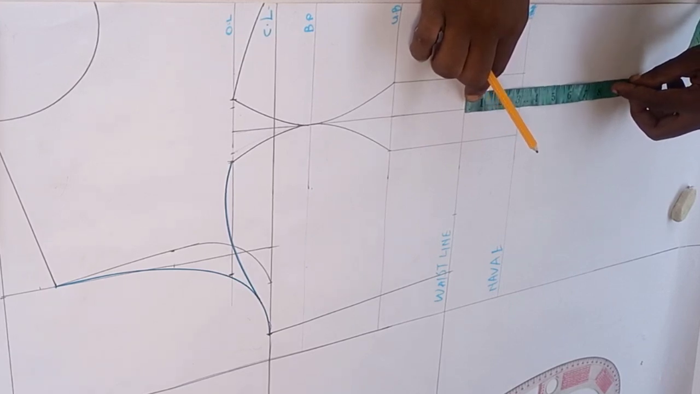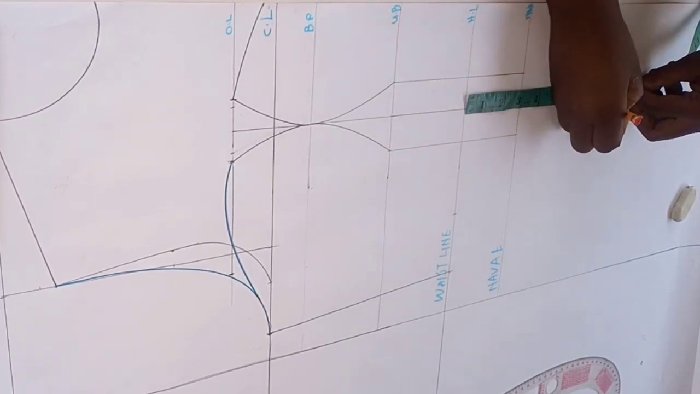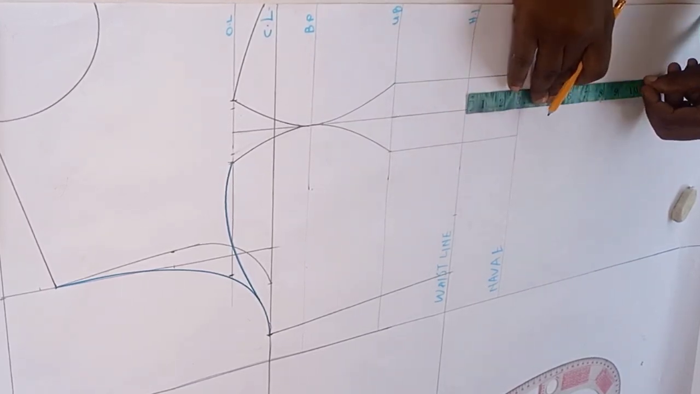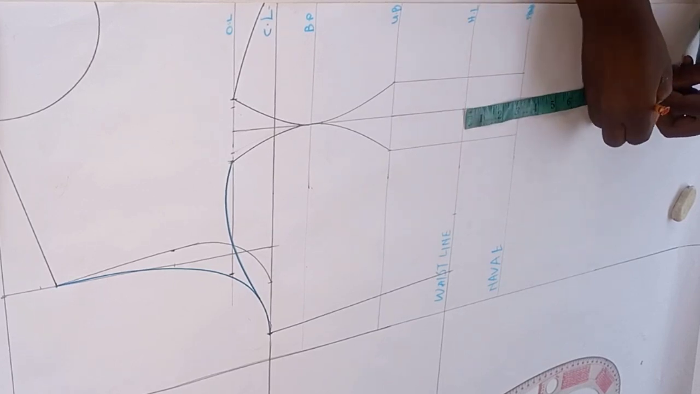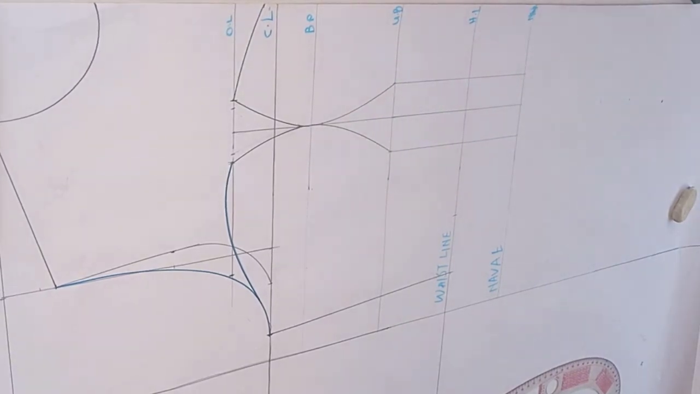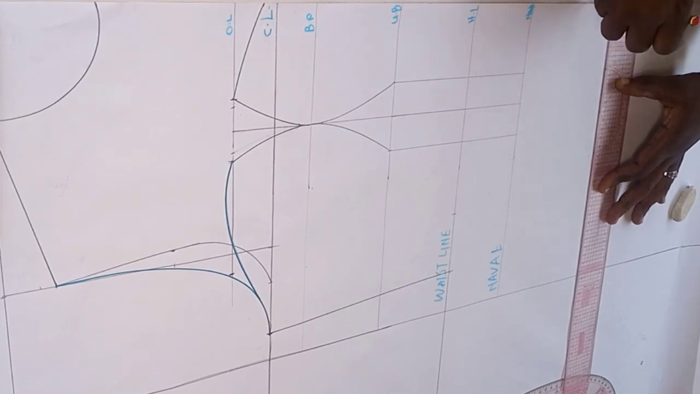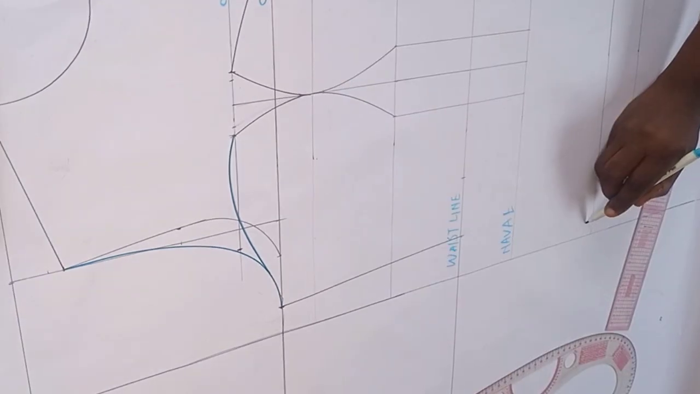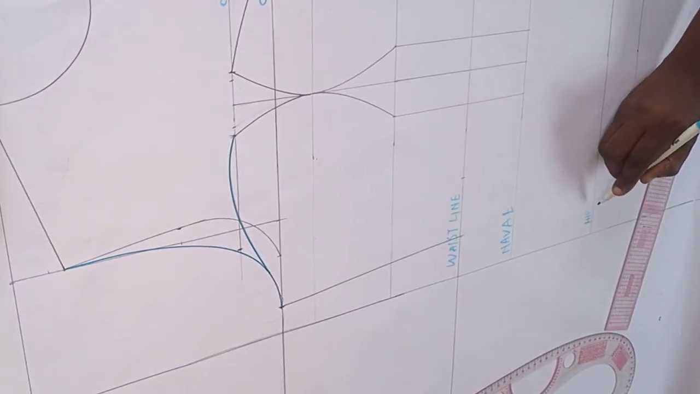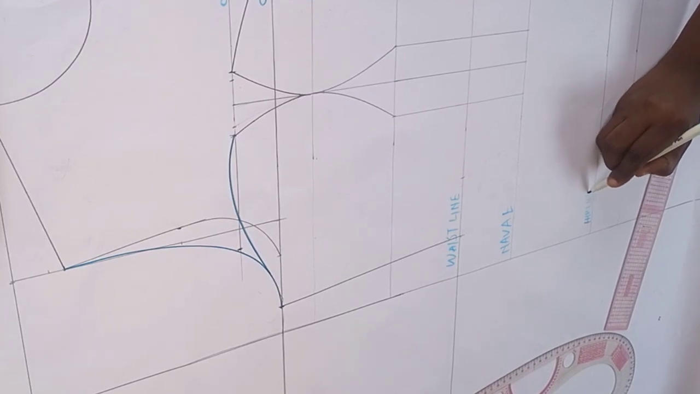So the waist to hip I'm using is 8 inches, and then I'll go ahead and mark my 8 inches. I'll also go down by extra 2 inches. So I'll rule out those points now with a straight ruler. Now I have my hip line, and then I'll go ahead to label the hip line.